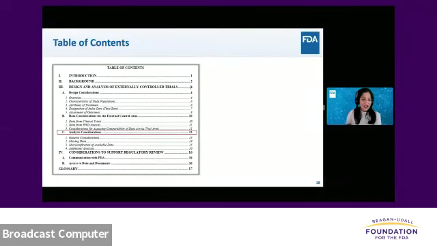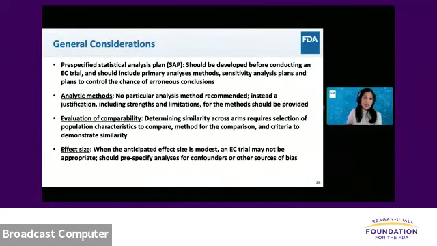In our last subsection of section three, we discuss analytical considerations for externally controlled trials. Next slide, please. We start with some general considerations for the analysis. First and foremost, the statistical analysis plan should be pre-specified. That is, it should be developed before conducting an externally controlled trial. These should include the primary analysis methods, key sensitivity analysis plans, and any plans to control the chance of erroneous conclusions. The analytic methods chosen can vary, and the FDA does not recommend any particular analytic method, but we do ask that a justification, including strengths and limitations for the methods, be provided.